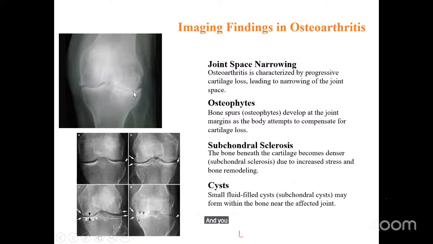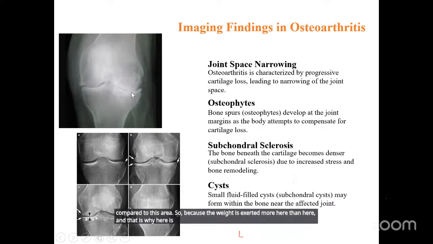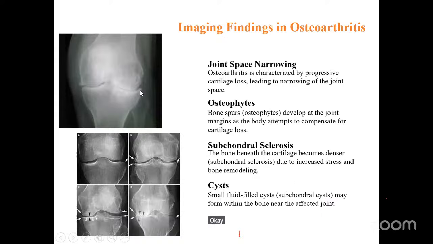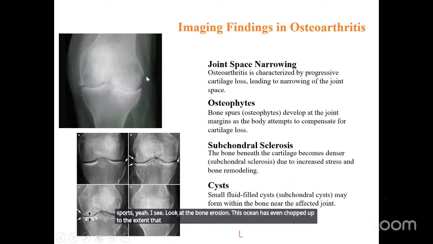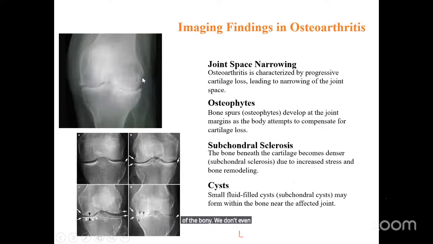Can you see here that they are touching more than here? Can you see the surfaces are whiter compared to this area? Because the weight is exerted more here than here, that is why here is being sclerosed, whitening. And of course, the presence of osteophytic changes, or spiking, osteophyte spots here. Can you see it? Look at the bone erosion. We don't even see the osteophytes on the condylar side, except here. Are we together? Osteophytes here. Can you see osteophytes?